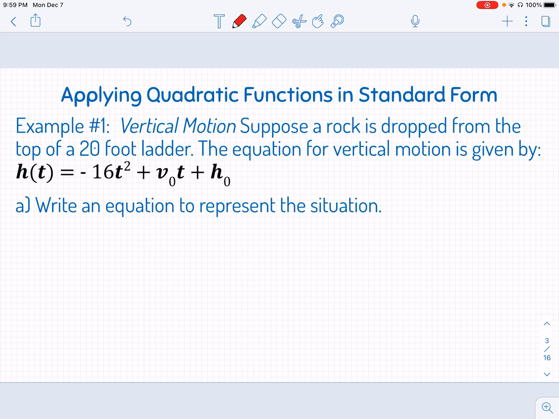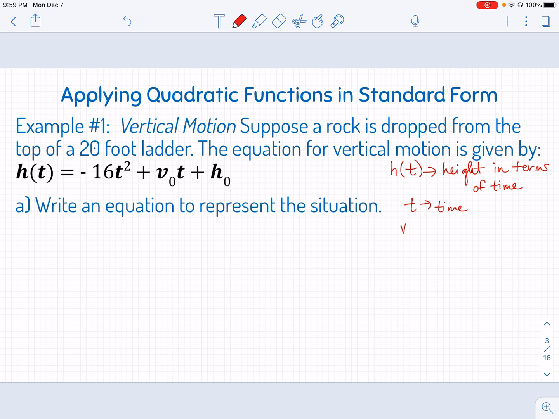So we're going to write an equation to represent this situation, but before we can write an equation, let's talk about what each of these variables represent. H of t is height in terms of time, and you might have seen some notation like this in science class before, especially if you've taken physics. Lowercase t is for time. If you ever see uppercase T, it'd be temperature.